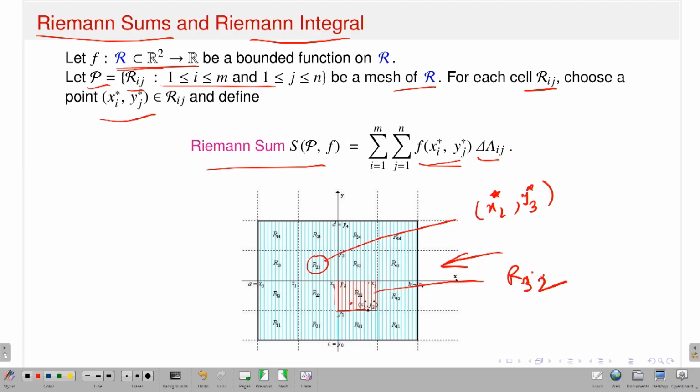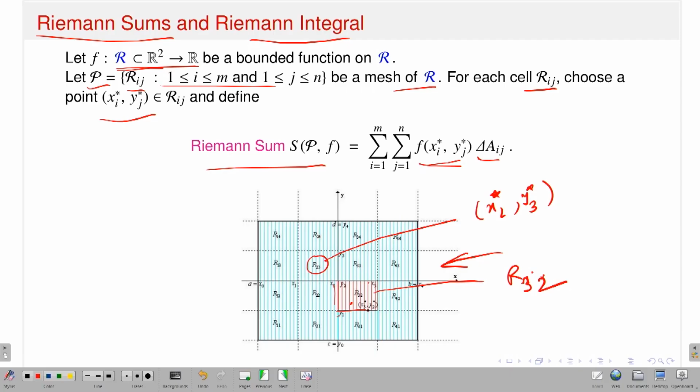This time I have a rectangular region. I am taking a partition. I am considering the subrectangular cell R_ij, taking a point (x_i star, y_j star), making a Riemann sum. What is that? Sum over i, sum over j, because these many sub-rectangles are there for my given rectangular region, or the partition points are there. Then you take a point (x_i star, y_j star), evaluate my function at that point, multiply by the area of this rectangular region R_ij, and take the sum. This time we will have a double sum, because I am taking partitions in R^2, in the x axis as well as the y axis. This is a Riemann sum.